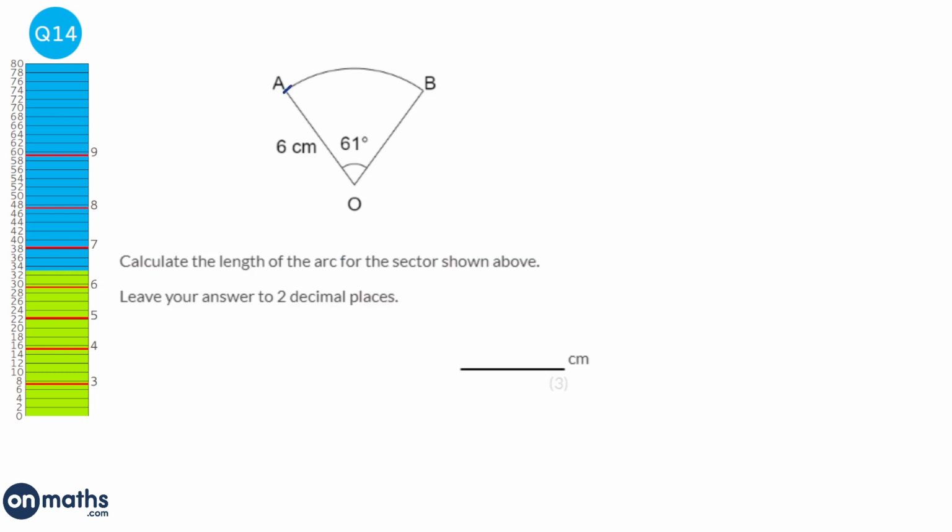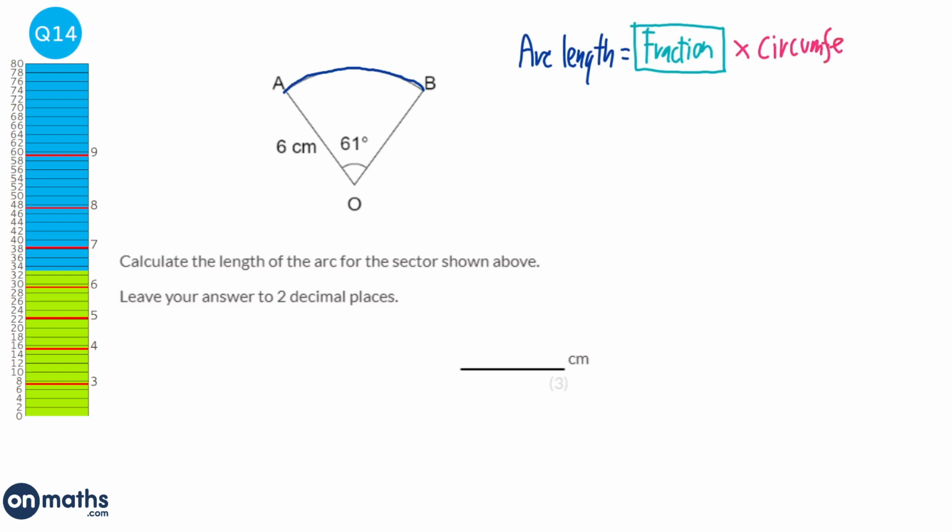The arc is a section of the circumference, and I'll show it on the diagram here. This is the arc. And to find the length of the arc, we use a simple formula, and I'm just going to explain what the formula does. So the arc length is equal to the fraction of the circle that you've got, and we times that by the circumference of the circle.